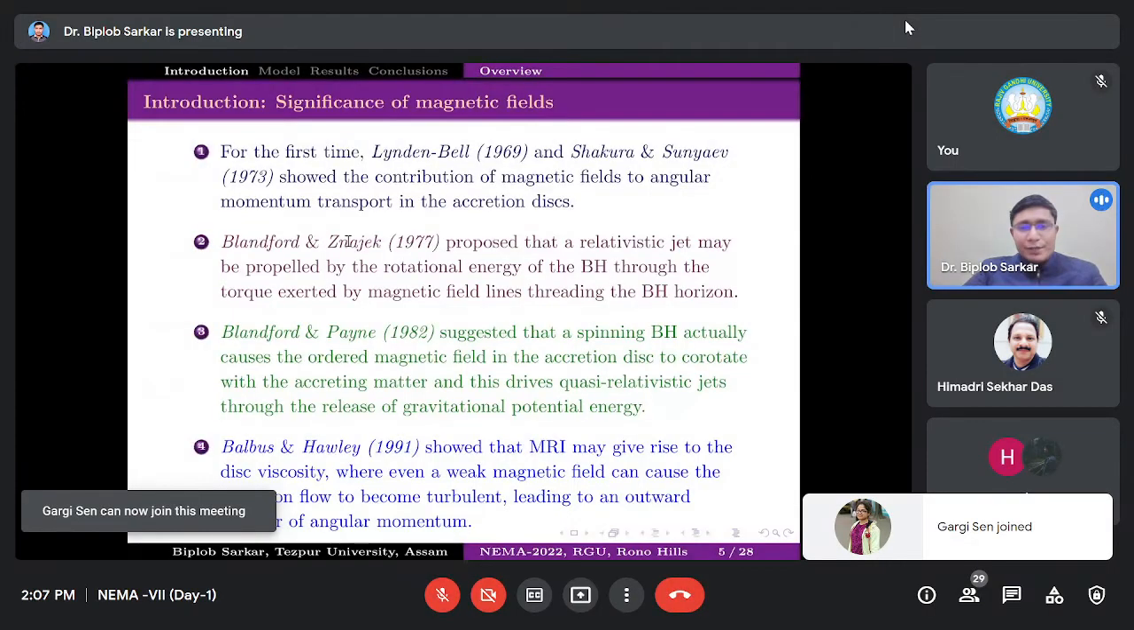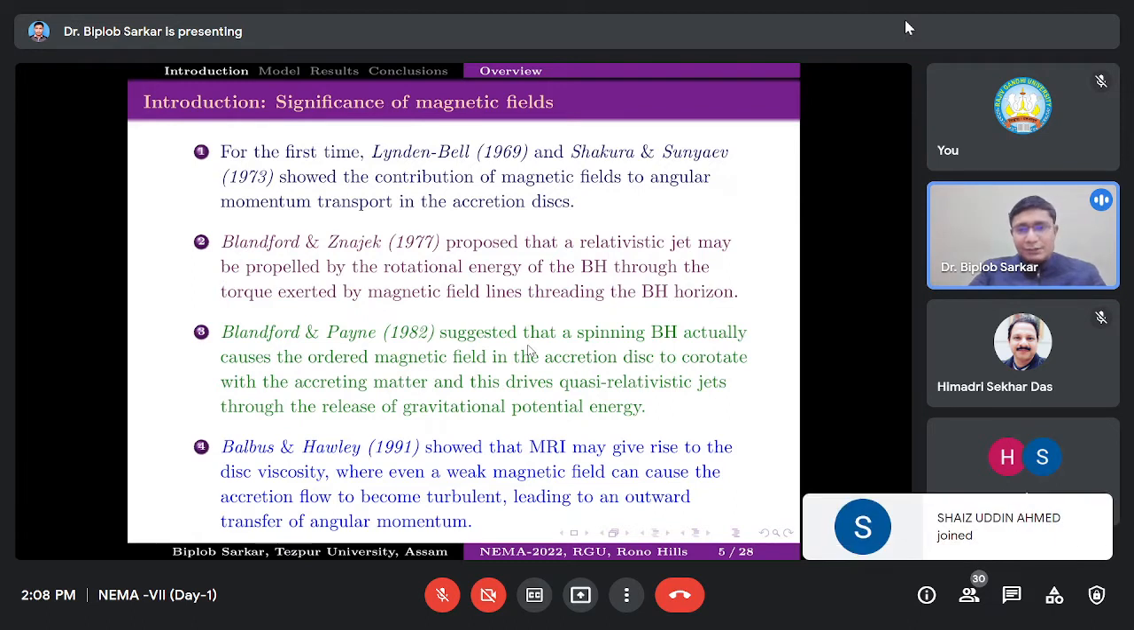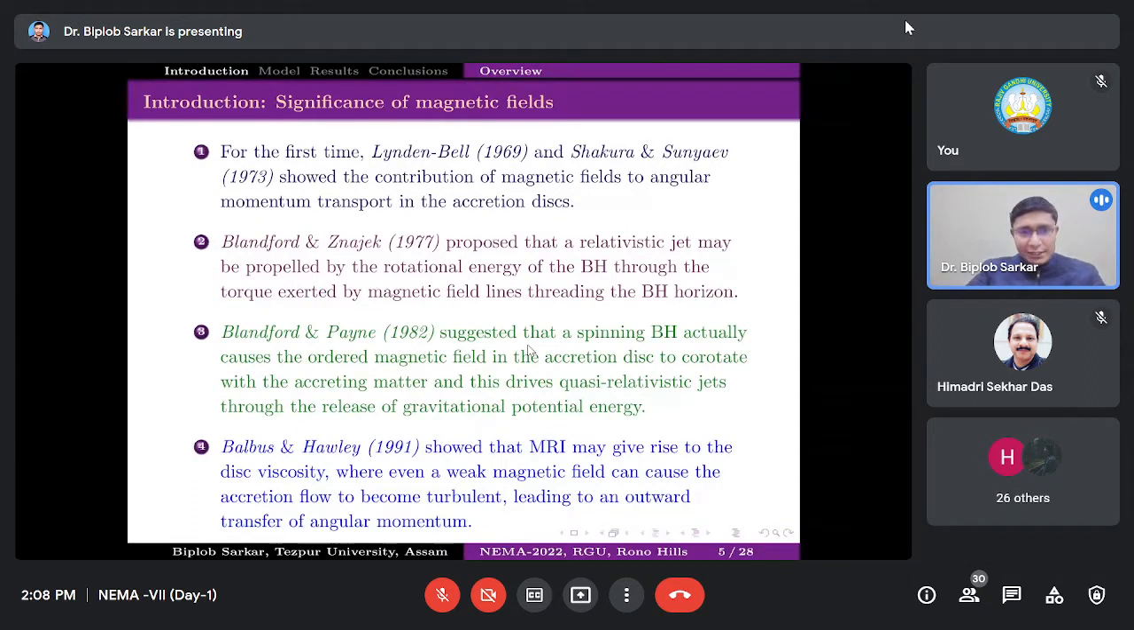Blandford and Znajek in 1977 proposed that relativistic jets may be launched from the vicinity of the black hole through the rotational energy of the black hole, via the torque exerted by the magnetic field lines which are threading the black hole horizon. In an alternative mechanism, Blandford and Payne in 1982 suggested that the spinning black hole can cause the ordered magnetic fields in the accretion disk to corotate with the accreting matter, and this mechanism can also drive quasi-relativistic jets through the release of gravitational potential energy.